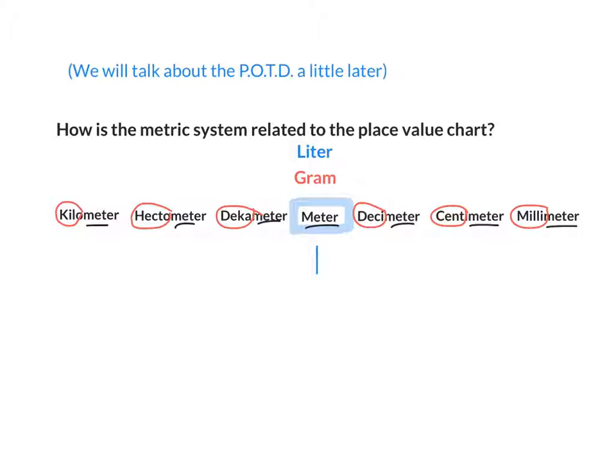Let's first move this way, to the left, okay? 1 decameter has 10 meters in it. So 1 decameter is 10 meters long. 1 hectometer is 100 meters long. 1 kilometer has 1,000 meters in it. It's 1,000 meters long. Are you guys noticing any patterns?